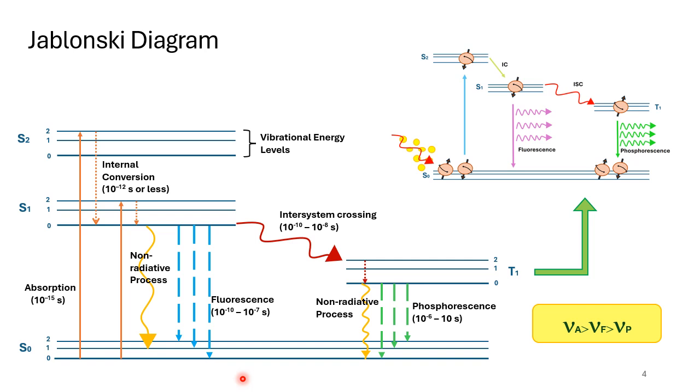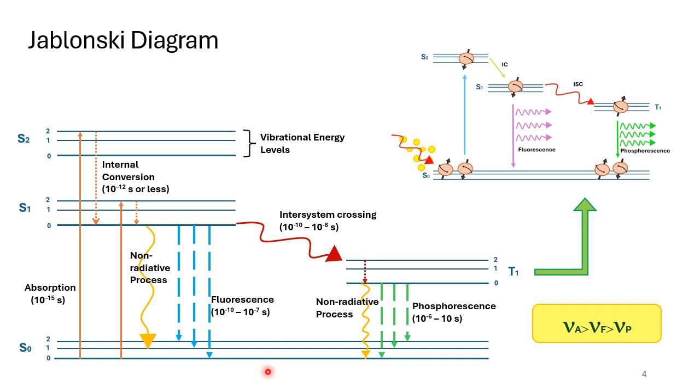This relaxation of molecules from the excited state to the ground state can also occur in a different pathway, like here. So what happens is the molecules in the S1 state undergo a spin conversion to the first excited triplet state. Now emission from T1 is known as phosphorescence, and this conversion which is occurring here is known as intersystem crossing.